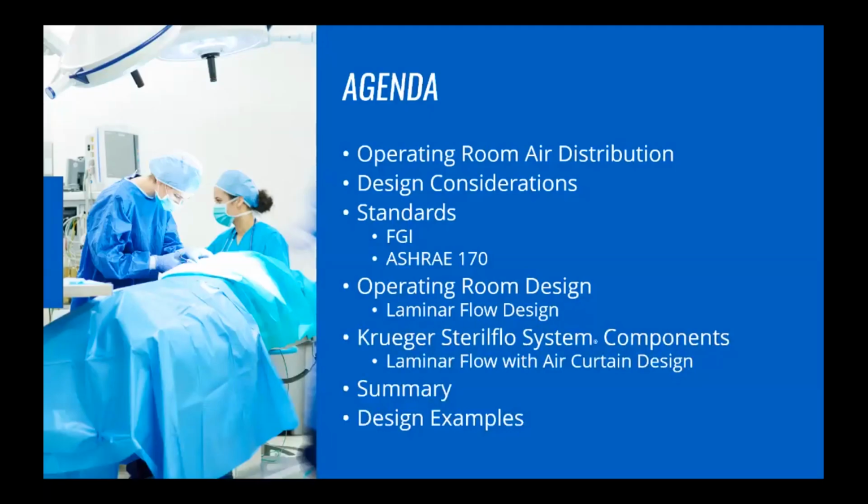Our agenda for today is we're going to go over some basic goals for operating room air distribution, discuss key design considerations for operating room air distribution, as well as air distribution design standards for the operating room as serviced by FGI and ASHRAE 170. Then we will discuss operating room air distribution design using non-aspirating laminar flow diffusers, as well as with an air curtain. Then we'll wrap everything up with a quick summary before finishing off with some OR room design examples.